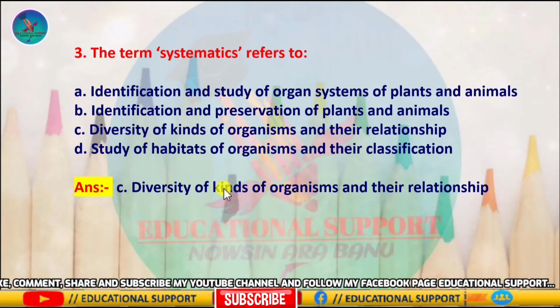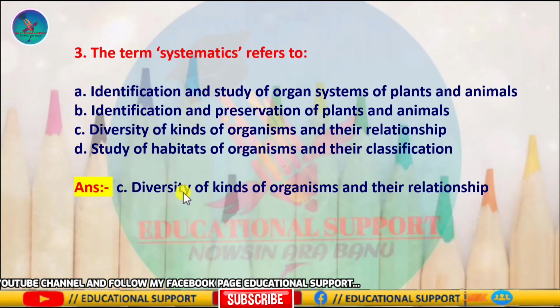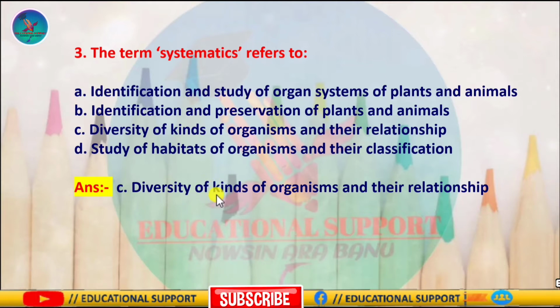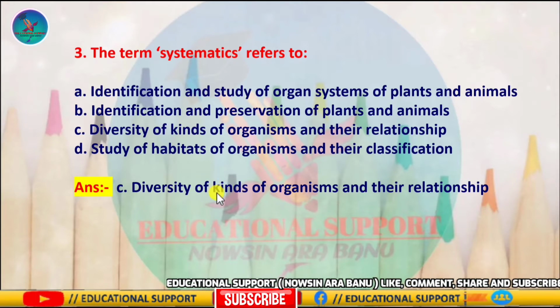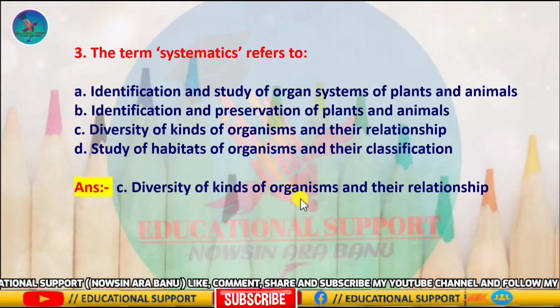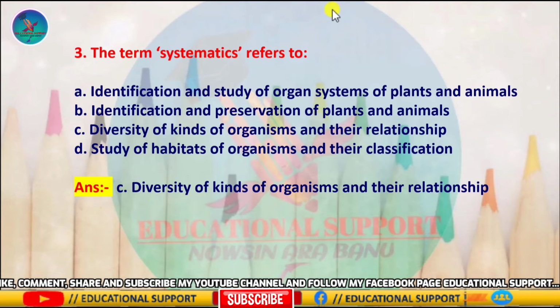Because the word systematics is derived from the Latin word systema, which means what? Yes, it is systematic arrangement of organisms. Carolus Linnaeus used Systema Naturae as the title of his publication. So it deals with the diversity of organisms and their relationship at every level of classification. So the correct answer is option C.